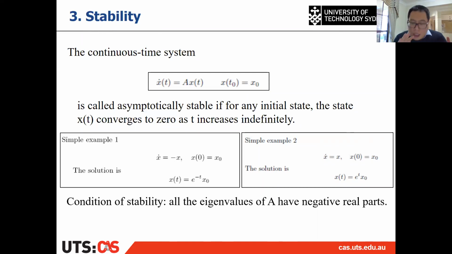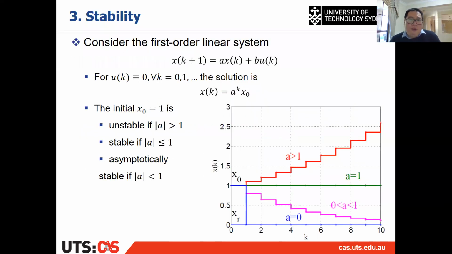All right, so this is for the continuous time system. But for the discrete time system, I will show you which is a little bit different. If we consider a very simple first order case, so there is only one variable, then x_{k+1} is ax plus bu.